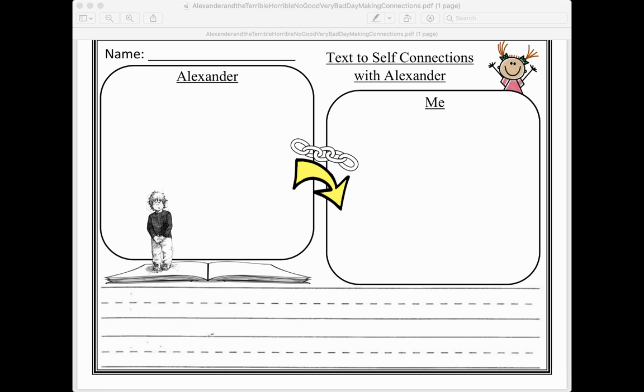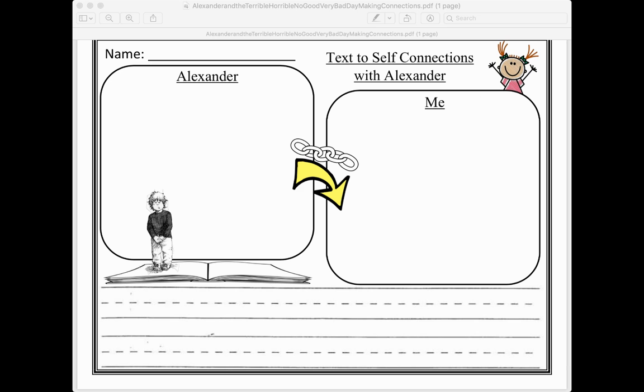Okay. So for today, we are going to make a text to self connection. And some of you guys have been practicing this in your daily five when reading Raz Kids stories because sometimes there's a character that reminds you of yourself or something that a character does reminds you of yourself. But what you're going to do today when you read the book about Alexander is you're going to think of three questions. You're going to think, does anything in this story remind you of anything in your own life?